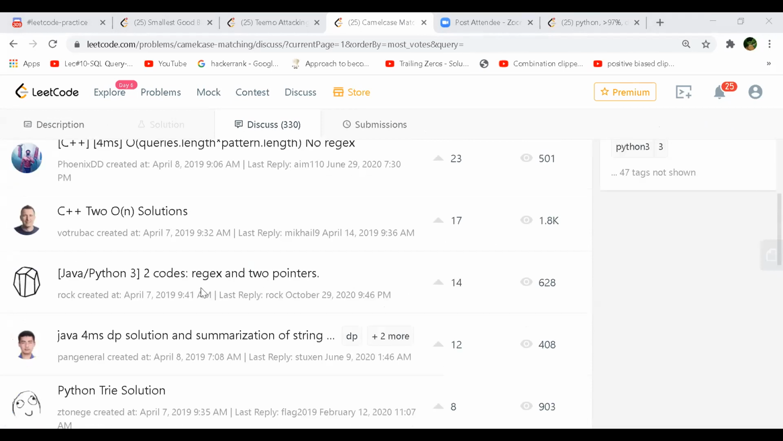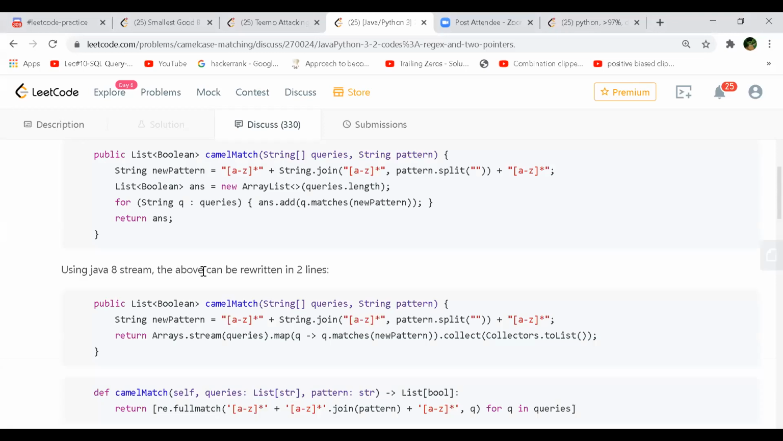Are they using regex? I'm not sure. Yeah, regex also. So that is what Hello was saying, right? The regex.